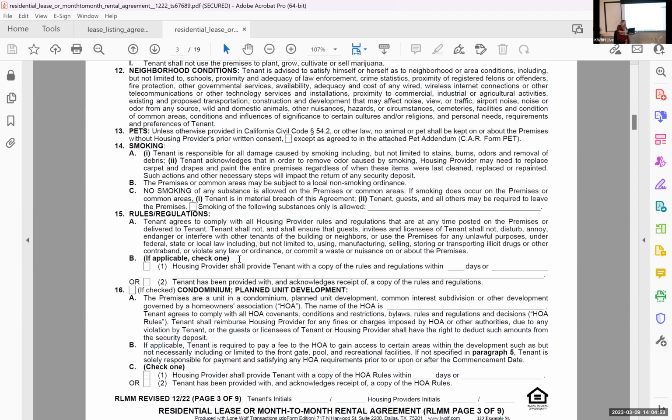If there's an HOA, you have to provide the tenant with a copy of the rules and regulations and CC&Rs, covenants, conditions, and restrictions. Because how can the tenant follow the building's rules if they don't know what they are? And the HOA will penalize the owner, not the tenant, if the rules are violated.